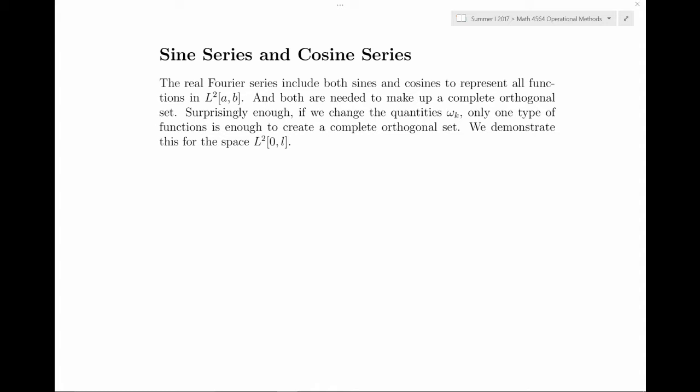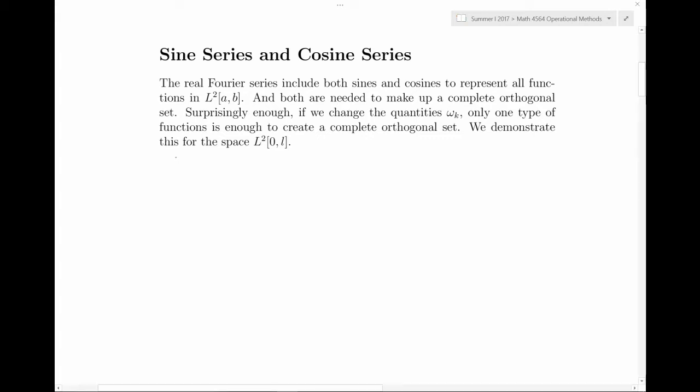In the last lecture we saw that the real functions sines and cosines make up a basis for the space L2 A to B, and that both types of functions, both sines and cosines, are needed to make the orthogonal set complete. However, if we change a little bit the frequencies of those sines and cosines, we can make it so that only one type of the function is needed to make up a complete orthogonal set. This new basis will be sensitive to the location of the space, so we're going to be talking about the space L2 from 0 to L.